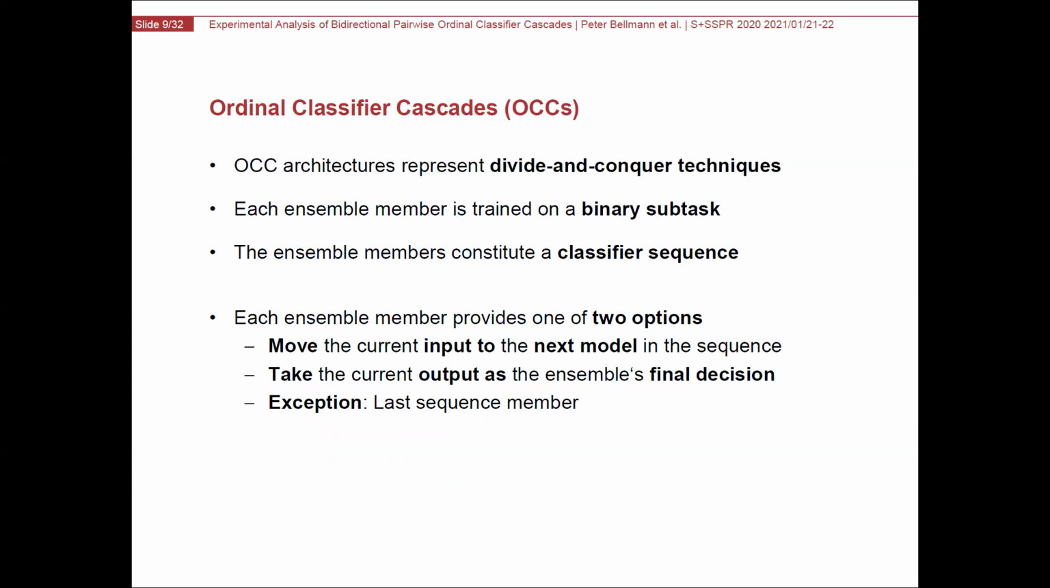OCC architectures represent divide and conquer techniques, in which each classifier is trained on a binary subtask. An OCC architecture is a sequence of classification models. Each model either provides the architecture's final decision or moves the current input sample to the next classifier in the sequence. The last sequence member always provides the architecture's final decision. Therefore, OCC architectures are so-called selection ensembles, in which a specific classifier subset is selected to provide the ensemble's final decision.